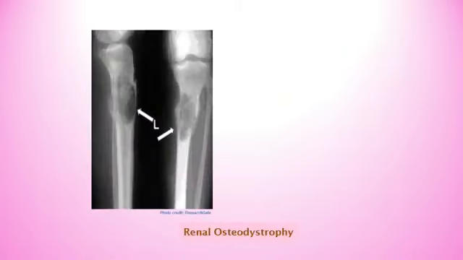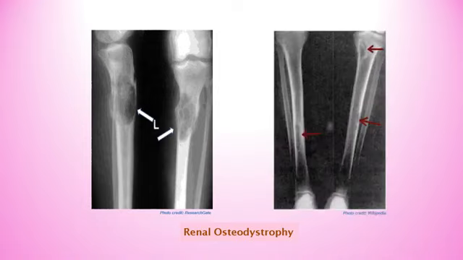Here we see in the X-ray on the upper part of the tibia there is bone cyst, renal osteodystrophy changes. In another X-ray there are bone cysts in the tibia, manifestation of the renal osteodystrophy.